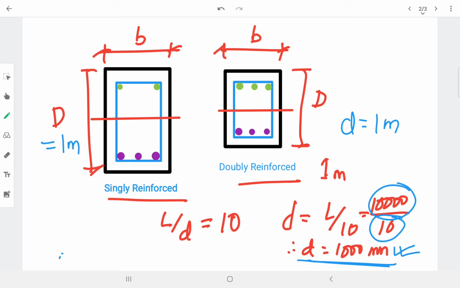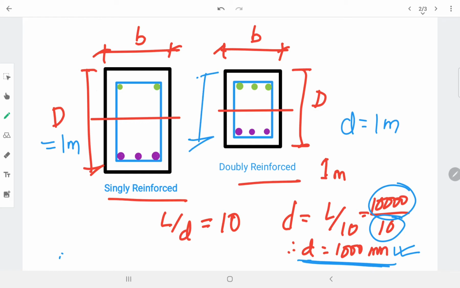You are getting a beam depth equal to 1000 mm from L by D, but you are not ready to provide that because the building height is around 3 to 3.5 meters. If you provide a 1 meter depth of beam, it will obviously obstruct the headroom space. Headroom space will also get reduced, and aesthetically it will not look good. So what I will do is reduce the depth of the beam.